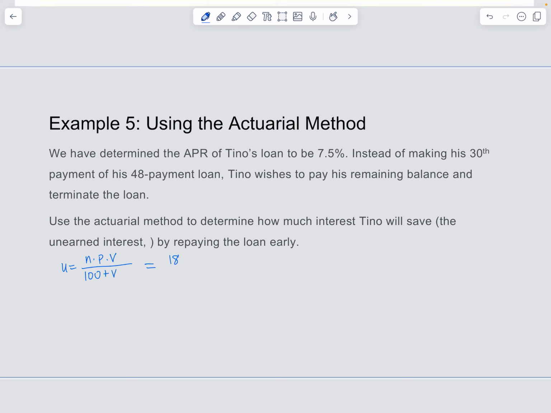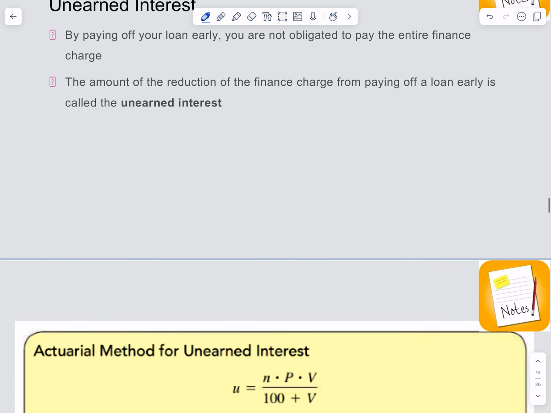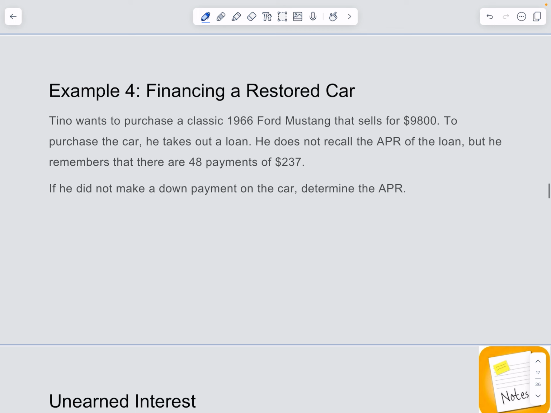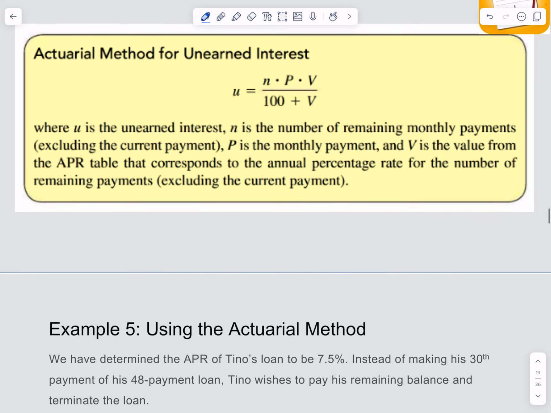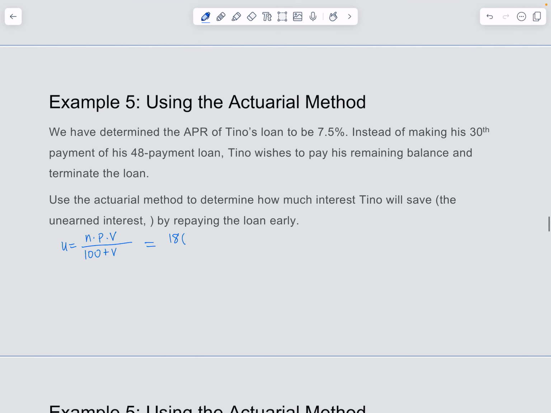His payment, if we look back at what the example was showing us, he was making payments of $237. So that's what we're going to put as his payment. And his value from our APR table, remember we had calculated that if you look back at your example, the work that we did in class, it was 6.04. In our denominator, we have 100 plus that 6.04.